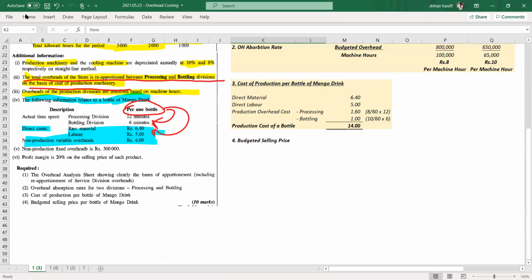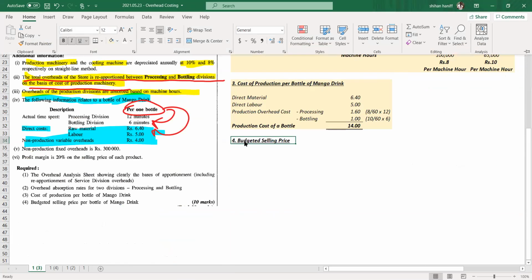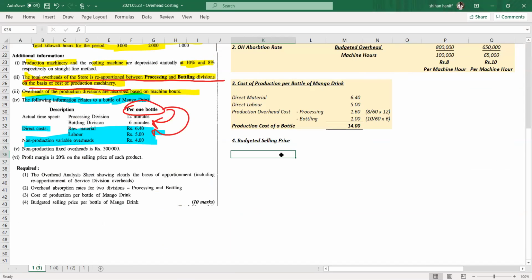Budgeted selling price. So how do we get the selling price? Selling price will be taken from the production cost, which is 14.